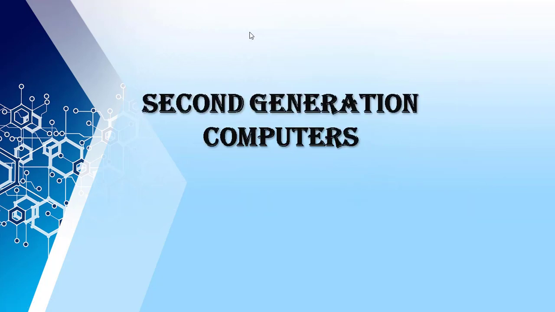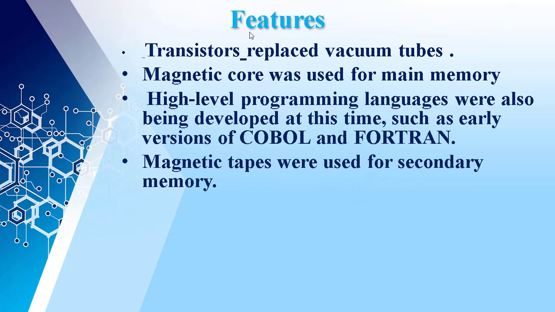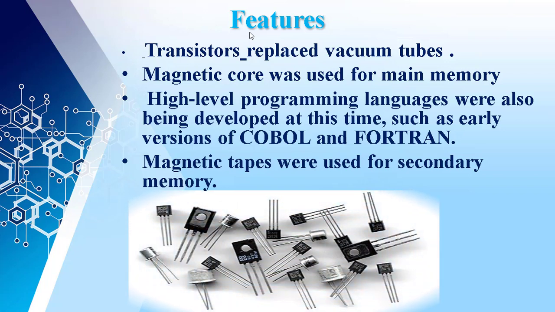In second generation computers, transistors replaced vacuum tubes. Magnetic core was used for main memory and high-level programming languages were also being used at this time, such as COBOL and Fortran, and magnetic tapes were used for secondary memory. And you can see the image of the transistors here. These devices were used for constructing the second generation computers.